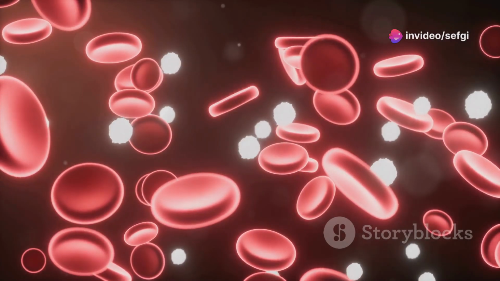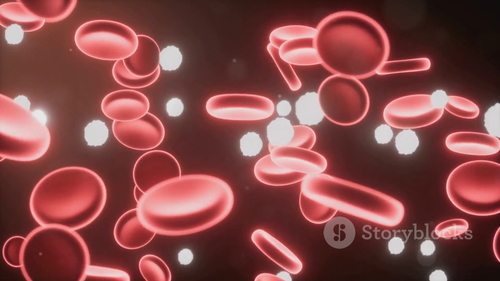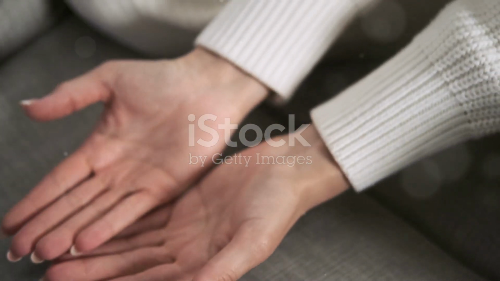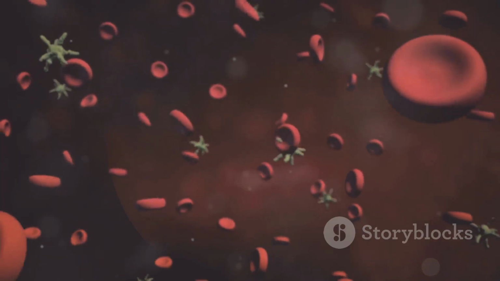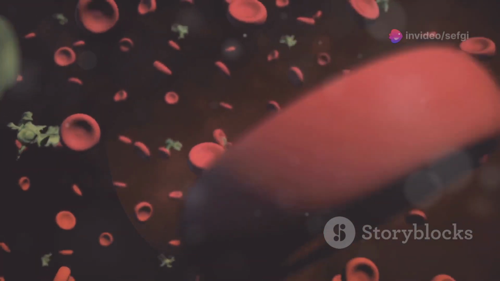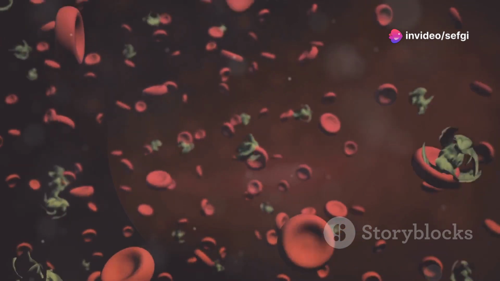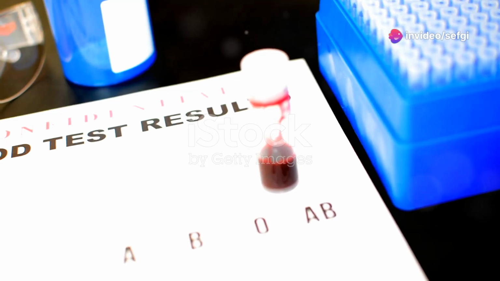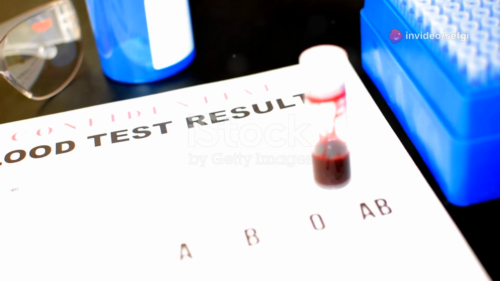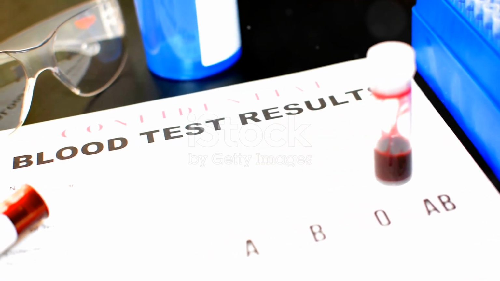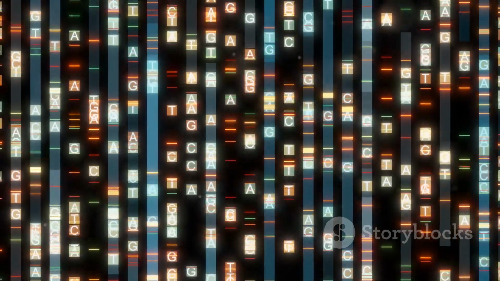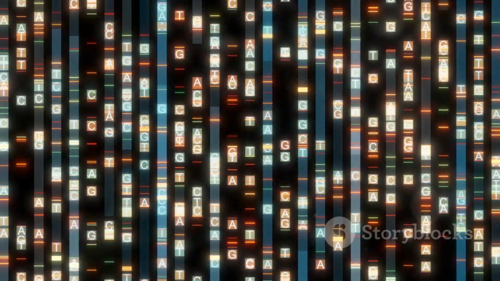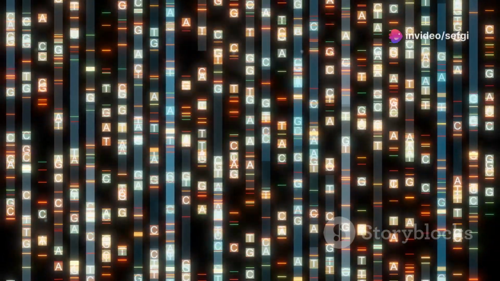A legacy in our veins: inheriting blood groups. Our blood group is a gift passed down from our parents. Each parent contributes one of their two ABO alleles to their offspring, determining the child's blood type. The A and B alleles are codominant, meaning they both exert their effects when present together. The O allele is recessive, meaning it's only expressed in the absence of A or B alleles.